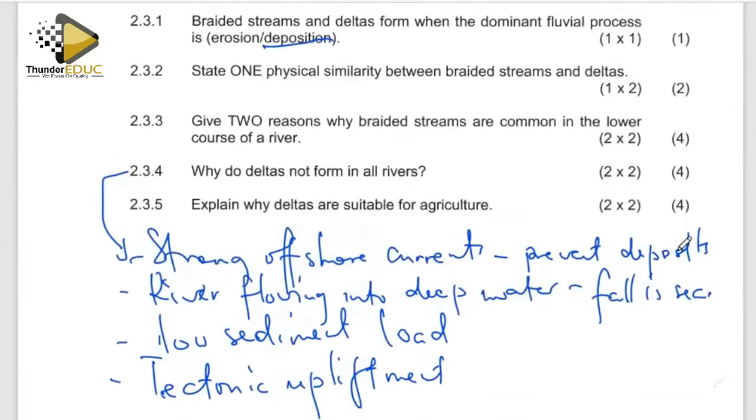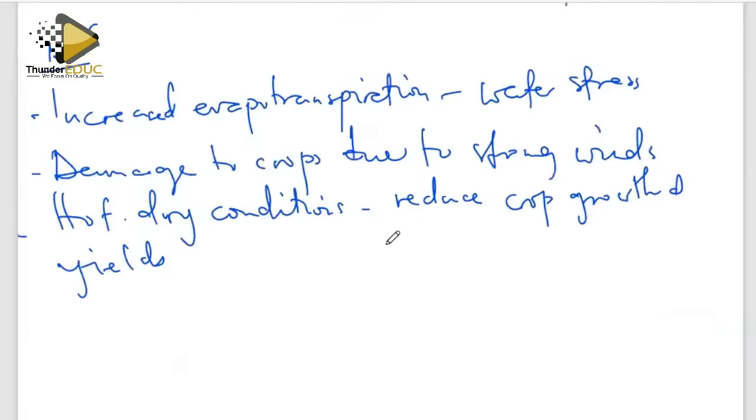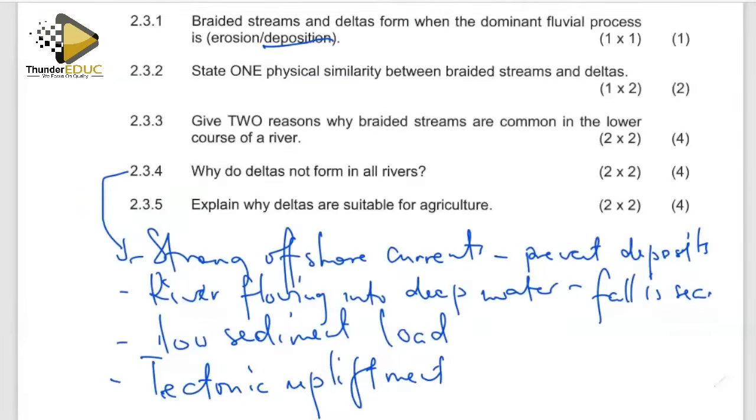Right, then we got the last question. Explain why deltas are suitable for agriculture. Why are the deltas suitable for agriculture? What's the rationale for deltas being suitable for agriculture? That is number 235. When you look at deltas, they have fertile soil.